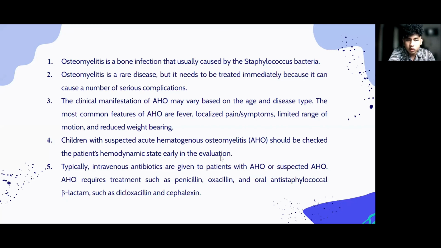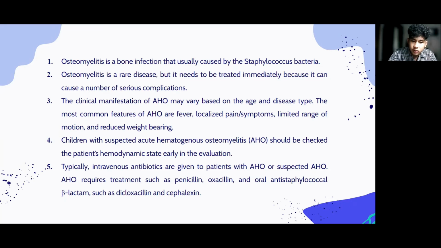The first one is osteomyelitis is a bone infection that is usually caused by Staphylococcus bacteria. Second, osteomyelitis is a rare disease, but it needs to be treated immediately because it can cause a number of serious complications. Third, the clinical manifestation of AHO may vary based on the age and disease type. The most common features of AHO are fever, localized pain or symptoms, limited range of motion, and reduced weight bearing.